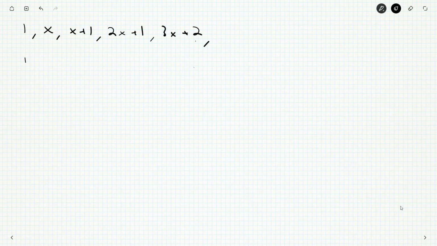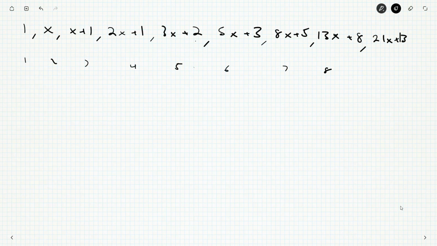Anyway, so this is 1, 2, 3, 4, 5. The next one will be 5x plus 3. So that's the sixth term. 8x plus 5. 13x plus 8. So that's 7, 8. 21x plus 13. And finally, 34x plus 21. 9 and 10 here. Okay.